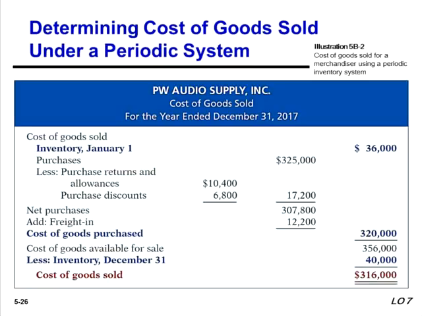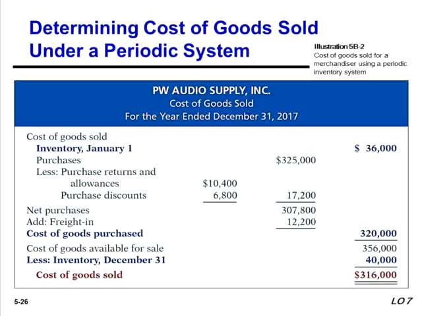Alright, so here we have the calculation for cost of goods sold using the periodic inventory system. We start off with the beginning inventory, what we had left over from the prior accounting period, and then we calculate cost of goods purchased. So we start off with the purchases made during the accounting period. We subtract any purchase returns and allowances and purchase discounts, and that gives us the net purchases. So the purchases are net of the returns and allowances and the discount.